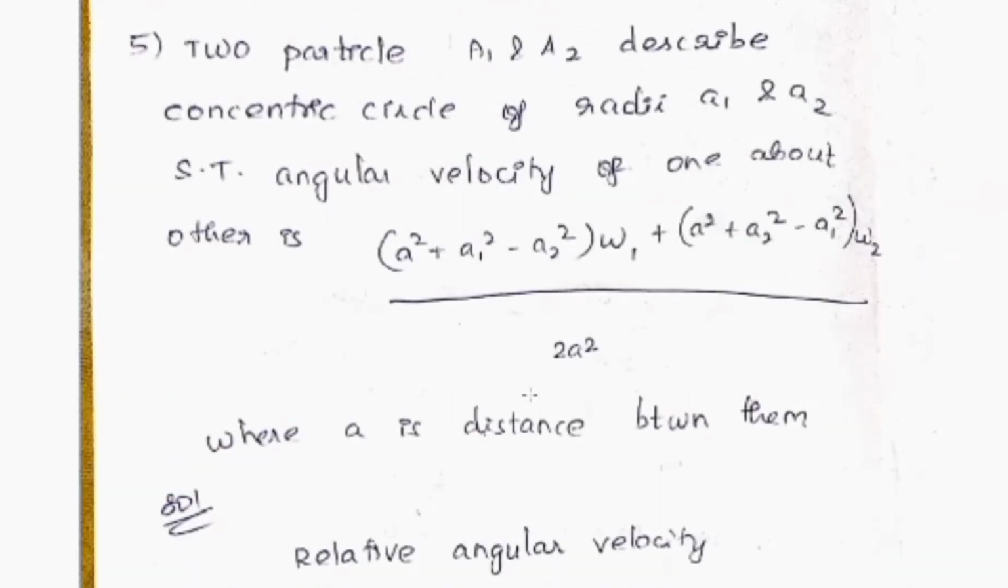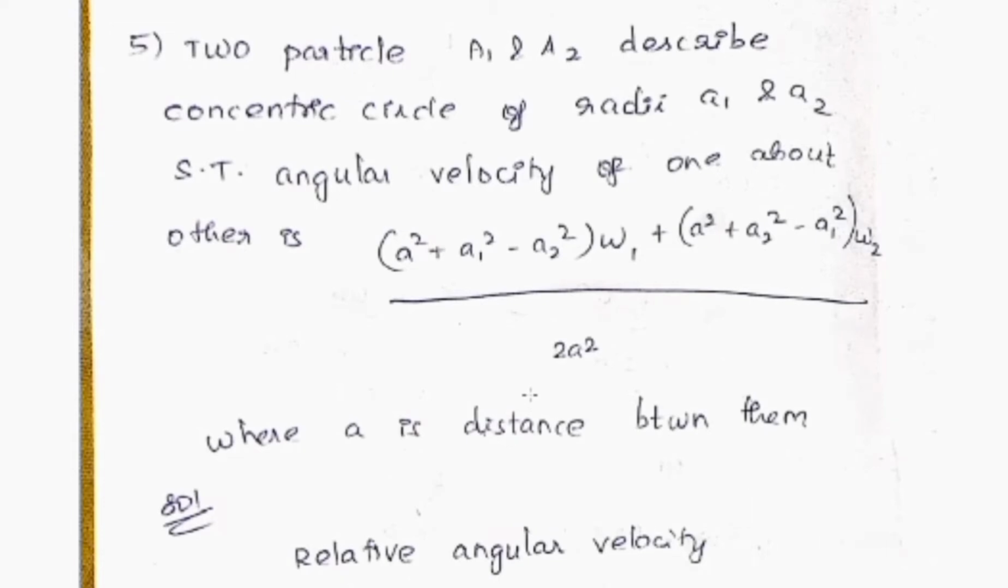Particles A1 and A2 describe concentric circles of radius a1 and a2. Show that the angular velocity of one about the other is (a² + a1² − a2²)ω1 + (a² + a2² − a1²)ω2 divided by 2a².